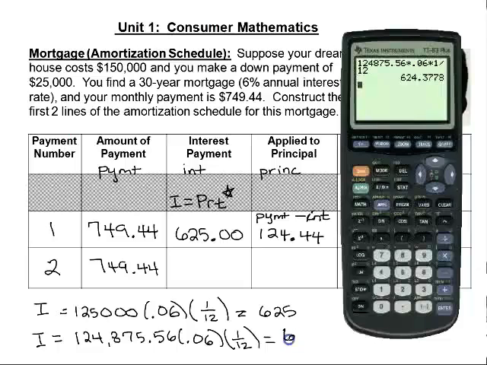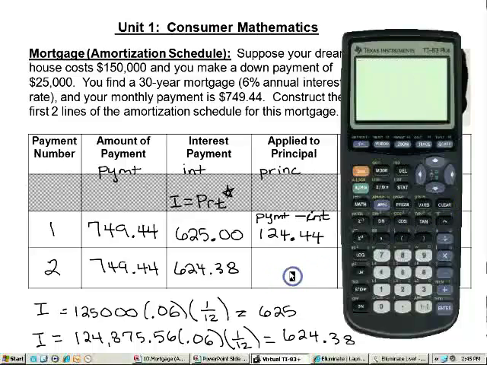So our second payment, $624.38 is going toward interest. Notice less money is going toward interest on our second payment, which means a little more money will be going toward paying down our principal on our second payment. To see how much of our payment's being applied to principal, we're going to take our payment, $749.44, and we're going to subtract off the interest. Again, to find out how much goes toward principal, we take our payment, $749.44, and we subtract off how much of that's going toward interest, $624.38.